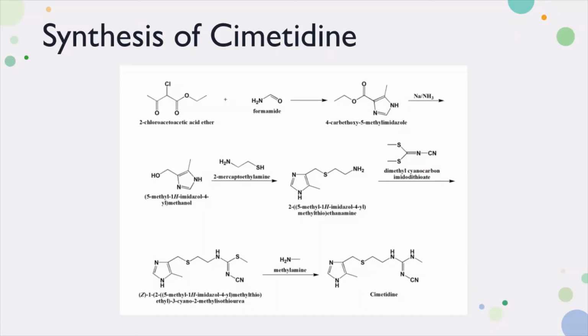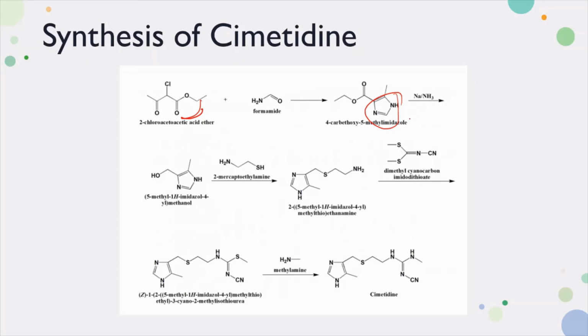Now let's talk about the synthesis of cimetidine. The synthesis will start with 2-chloroacetoacetic acid ether. Obviously you can say this is the chlorine and this is the ether formation. This will be reacted with formamide, and after this reaction there will be a small cyclization reaction at this place. Upon this cyclization, the product will be 4-carbmethoxy 5-methyl imidazole. So this is the imidazole ring which is formed first.